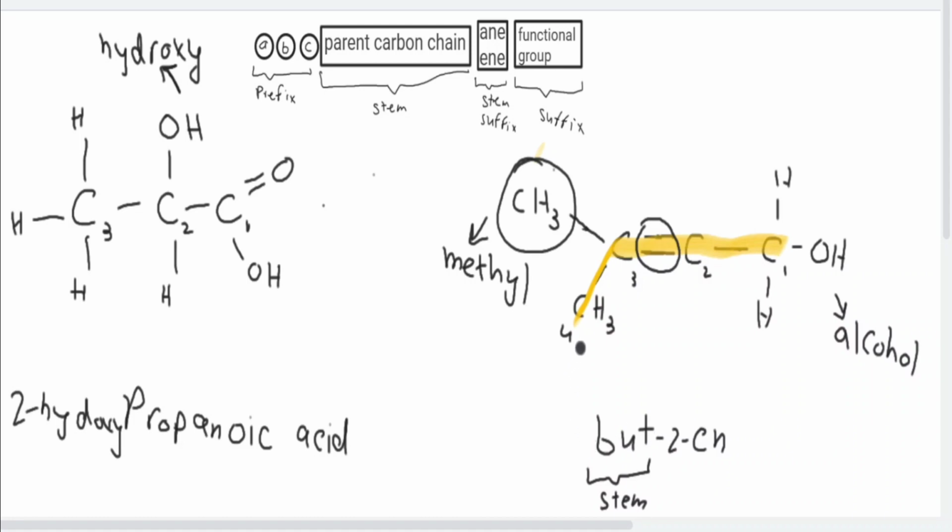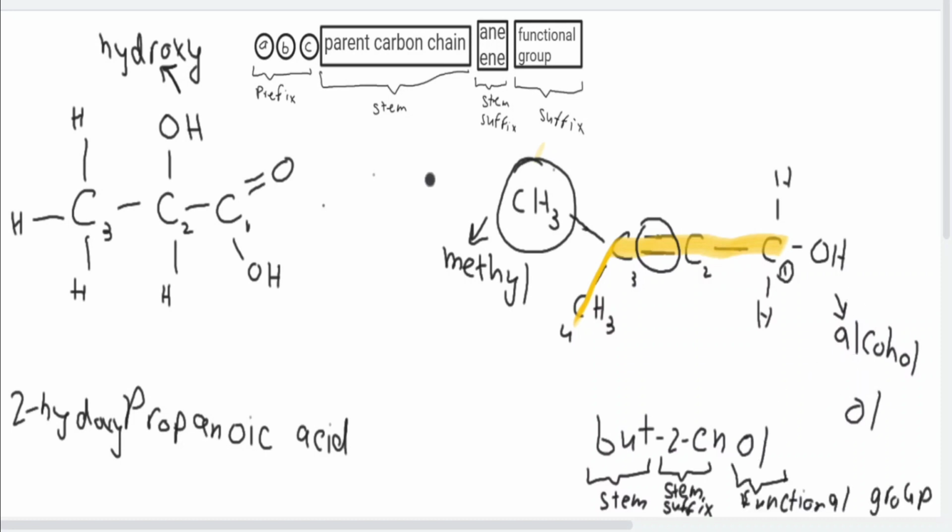Next comes the functional group. The functional group is the OH or the alcohol, and alcohols have the OL suffix. So I write OL. Now, the only thing left is the methyl group, CH3. And the methyl group is the prefix right here. This is the prefix. The methyl is a prefix. And my methyl is on carbon number 3 right here.